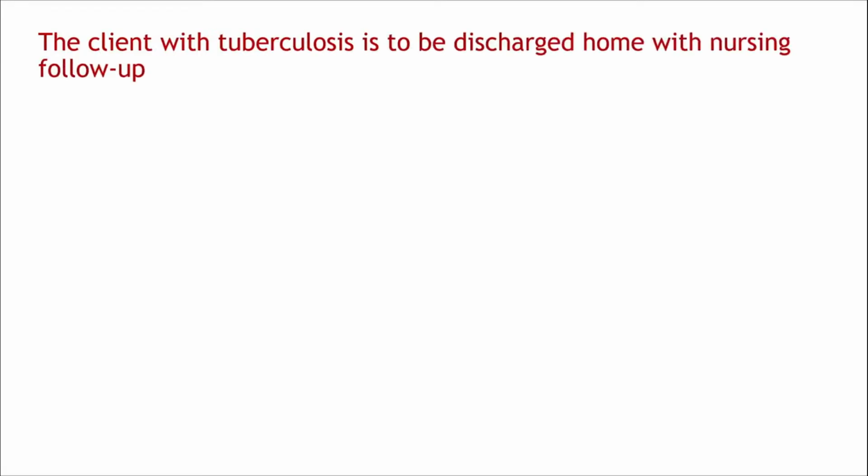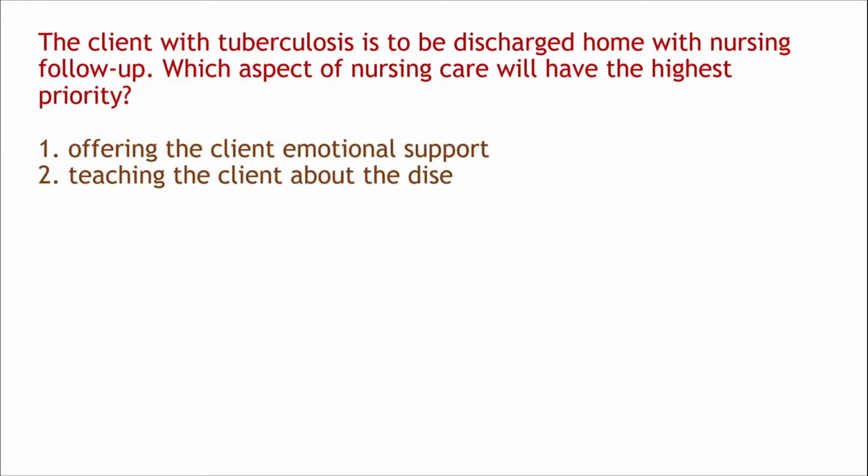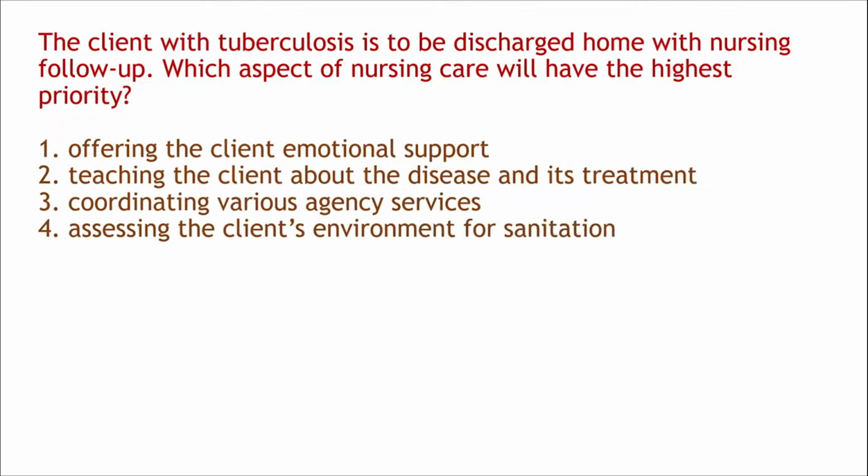The client with tuberculosis is to be discharged home with nursing follow-up. Which aspect of nursing care will have the highest priority? 1. Offering the client emotional support. 2. Teaching the client about the disease and its treatment. 3. Coordinating various agency services. 4. Assessing the client's environment for sanitation. And the correct answer is 2. Teaching the client about the disease and its treatment.